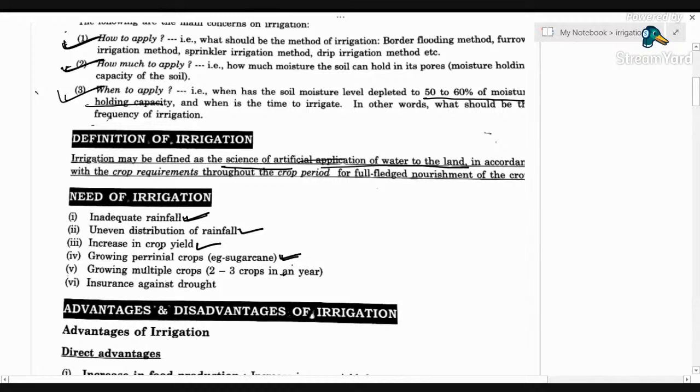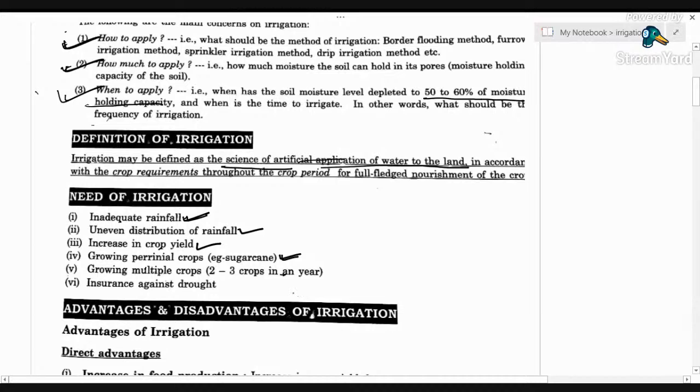Okay, like sugarcane. When you are sowing the sugarcane in a particular field, continuous supply of water is required. So that type of crop, if you are sowing, also requires the continuous supply of the water. And rainfall is not happening continuously. So for that reason also we require irrigation.